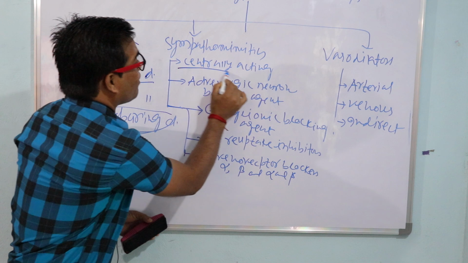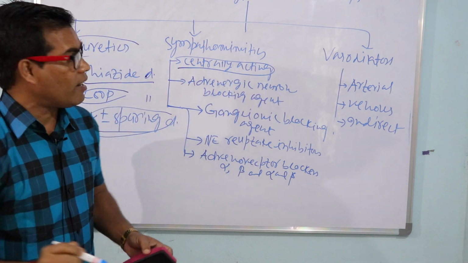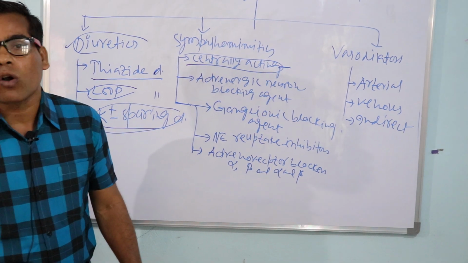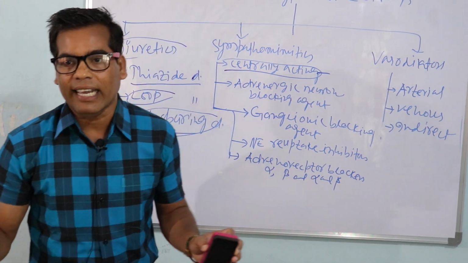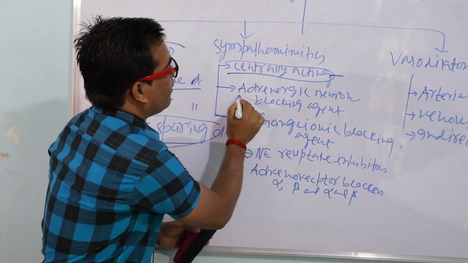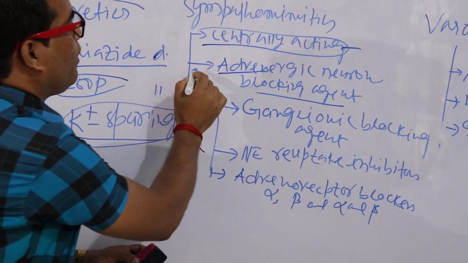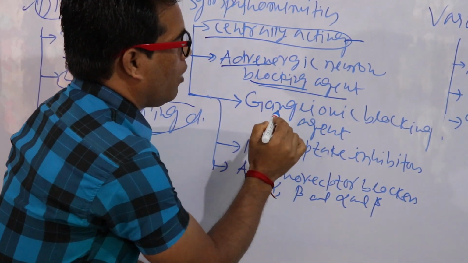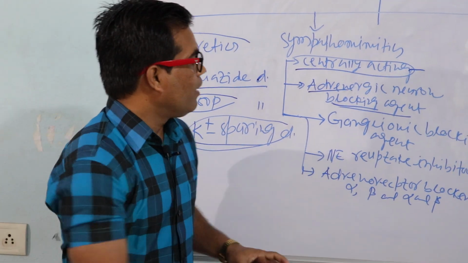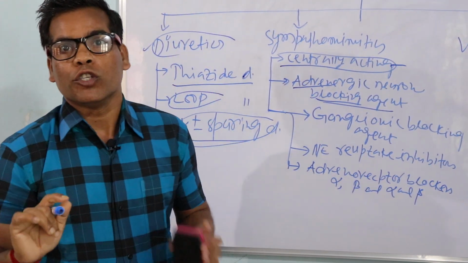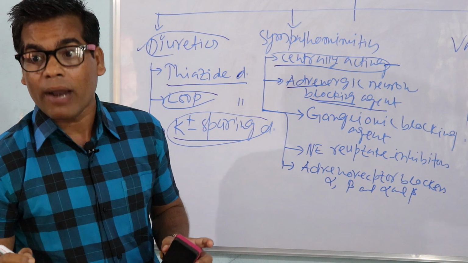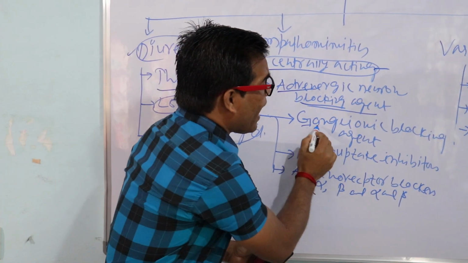Number 1, centrally acting adrenergic drugs. Examples: methyldopa, clonidine, guanfacine, guanabenz. These are the centrally acting adrenergic drugs which are used to treat hypertension. Next, adrenergic neuron blocking agents. Examples: guanethidine, guanadrel, and bethanidine. These three drugs block the adrenergic neuron, by which they can decrease the blood pressure.